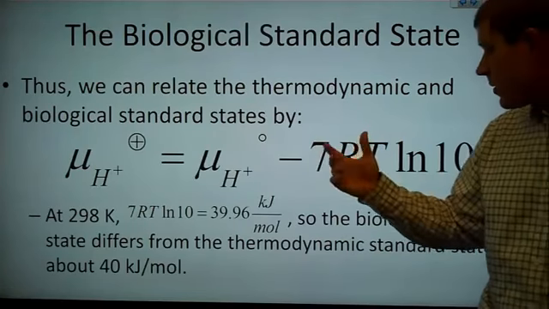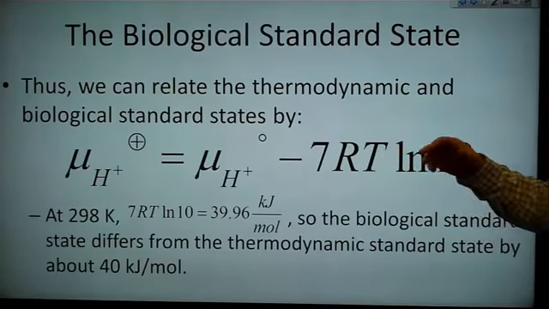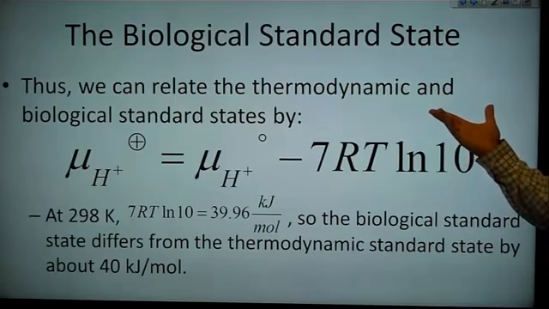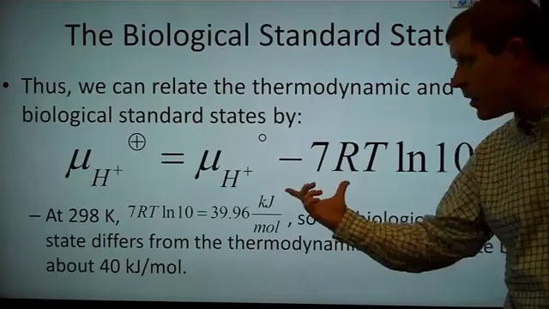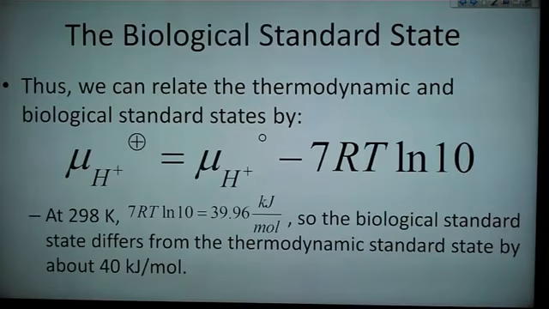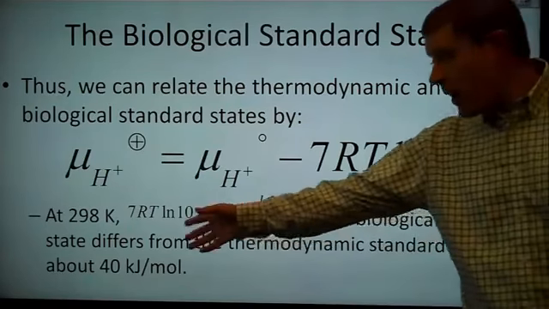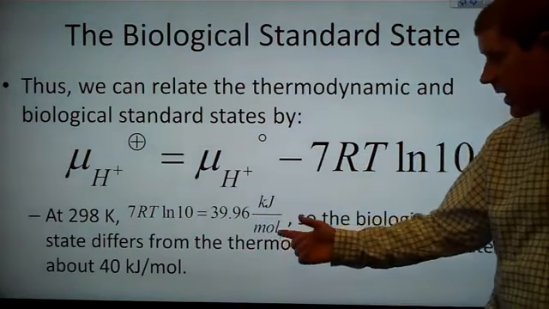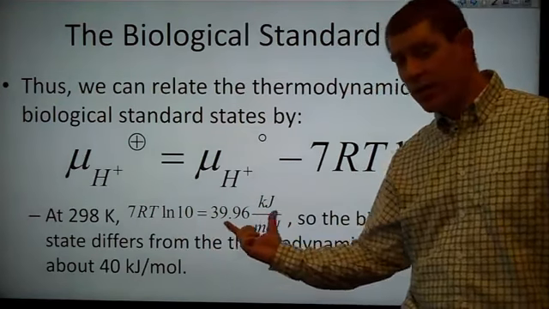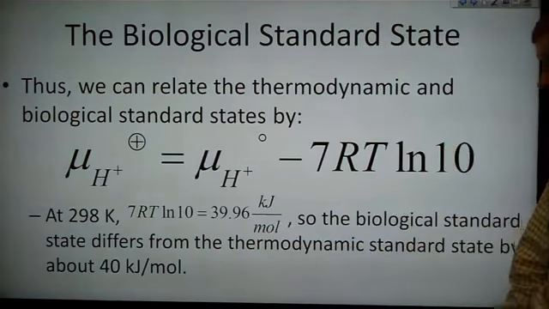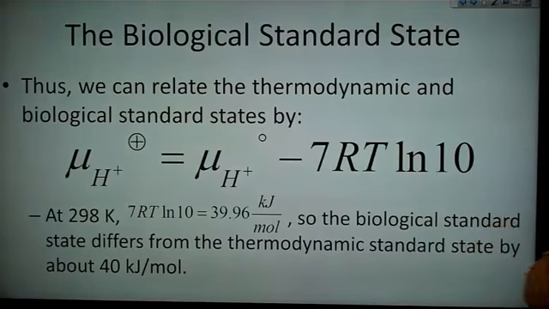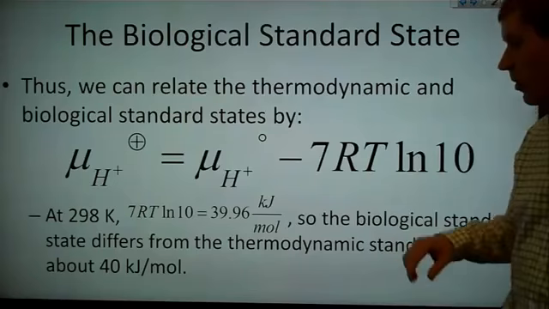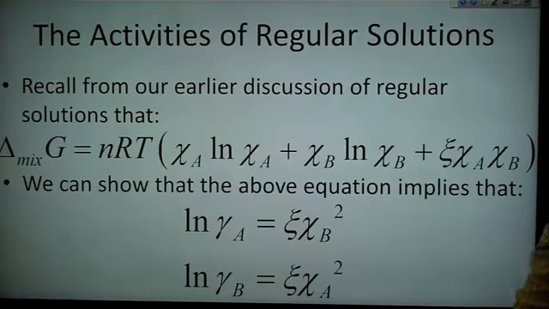And this means that now we can relate our thermodynamic and biological standard states using this equation. At 298 K, 7 RT natural log of 10 has a value of 39.96 kilojoules per mole, so it's around 40 kilojoules per mole. That means our biological standard state differs from our thermodynamic standard state by roughly 40 kilojoules per mole.